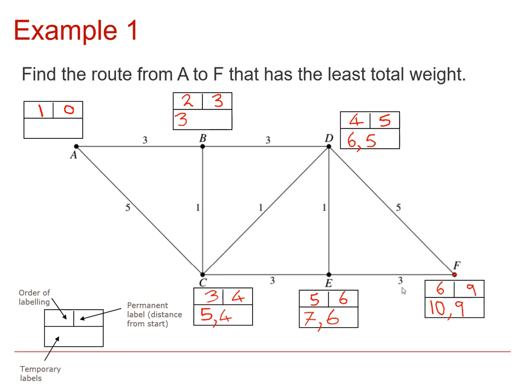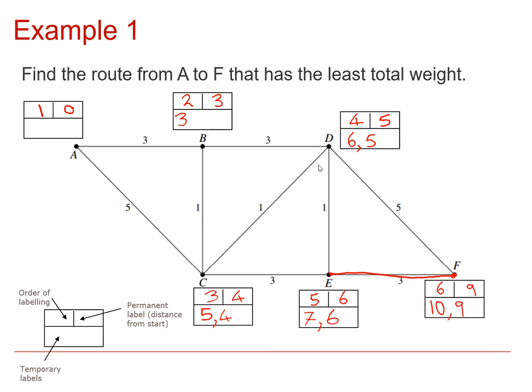So let's check with this one. If I do 6 plus 3, yes, I do get 9. So this is the one that must have been used. So I can add this onto my path. I then just repeat that process.